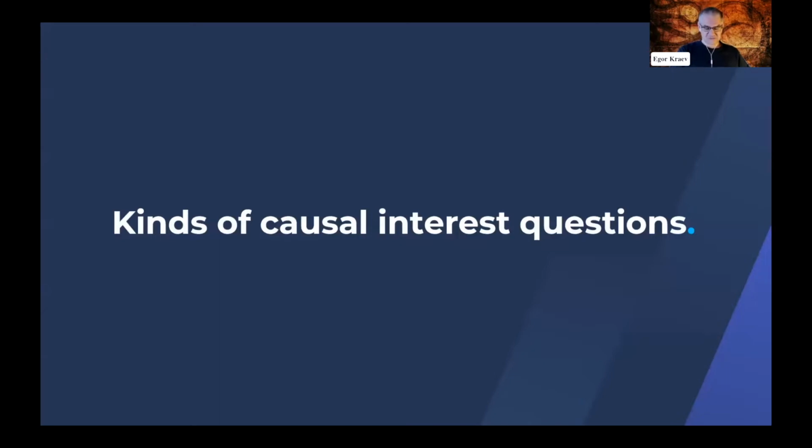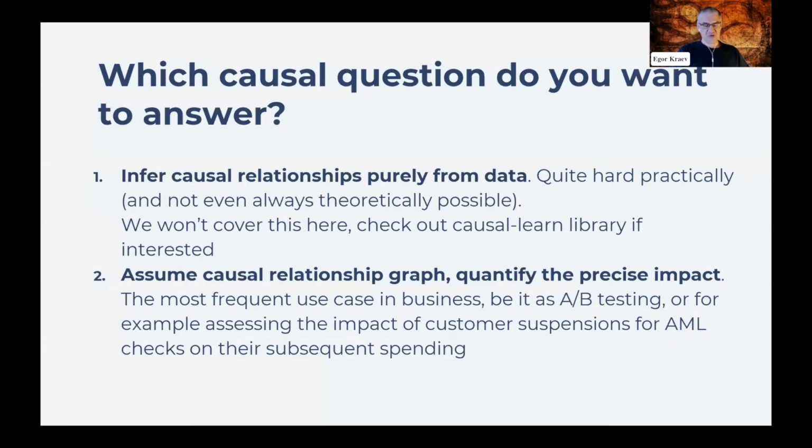So what are the kind of questions that are even relevant here? First of all, there are two broad kinds of causal inference questions. One is when you just have a data set and you want to infer causal relationships or test for whether a causal relationship exists. And that's quite hard practically. There are ways of doing this, but even theoretically, not every single kind of causal graph can be uniquely identifiable from just observing the data. But there is work there. And for example, you can look at the causal-learn library as one attempt to do that.